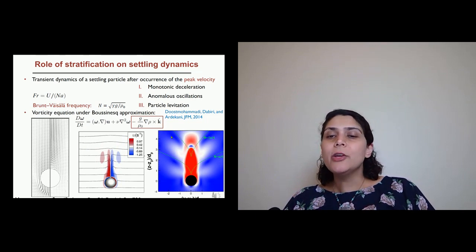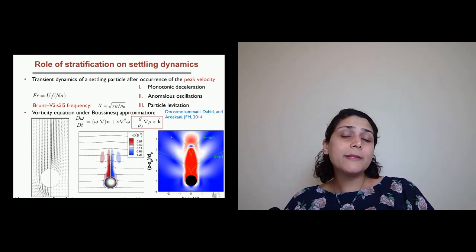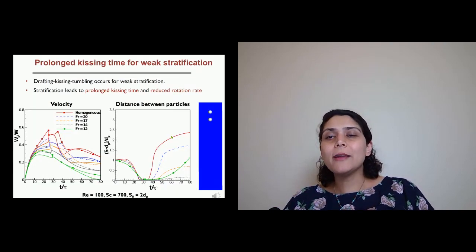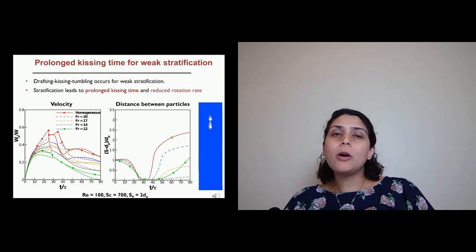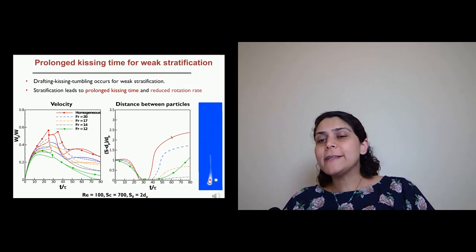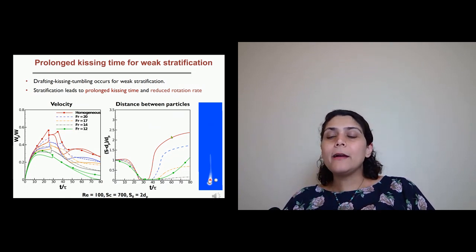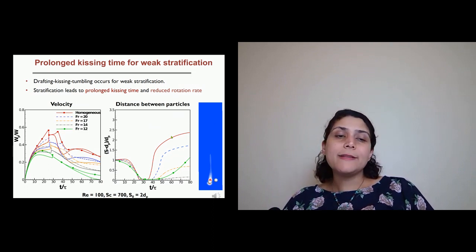In many of the examples I talked about, we don't have isolated particles; the particles are interacting. So in a dilute regime, perhaps pure particle interaction is the most dominant. If you have two particles interacting in a homogeneous fluid, they undergo what is called drafting, kissing, and tumbling, because the top particle moves faster, and then at some point it collides with the bottom particle and then tumbles and separates. If you look at velocity as a function of time, you do see this jump in velocity when they collide, and finally they separate.